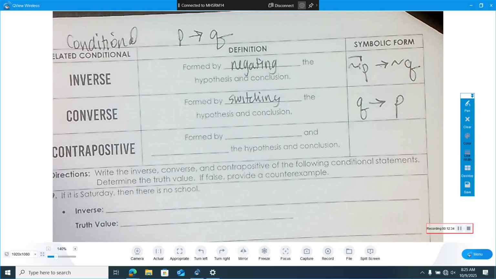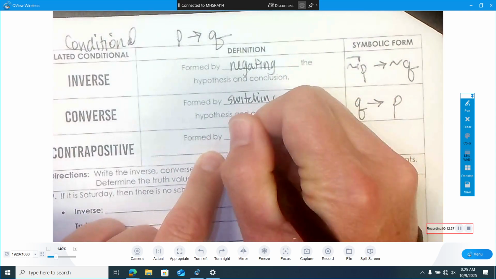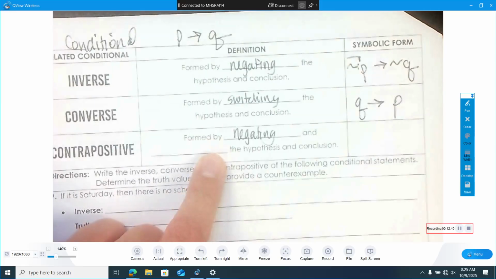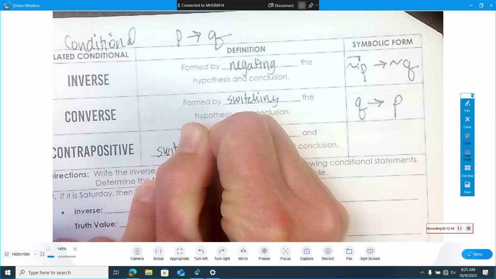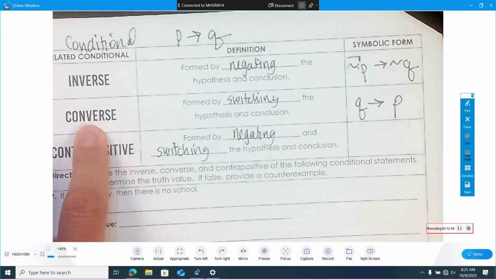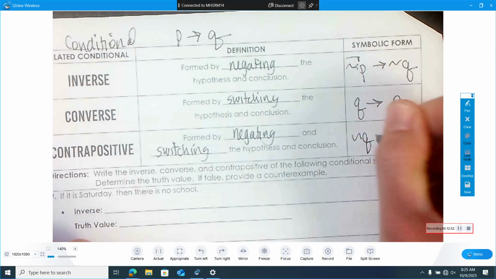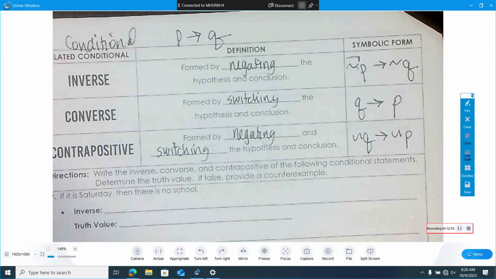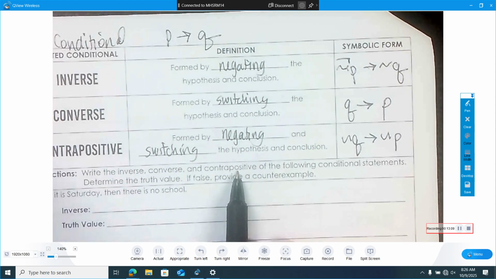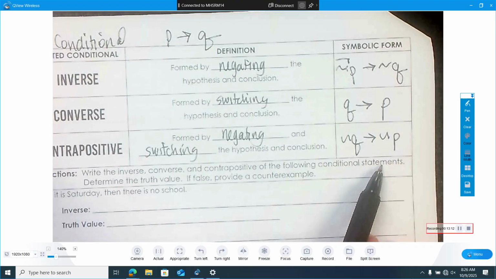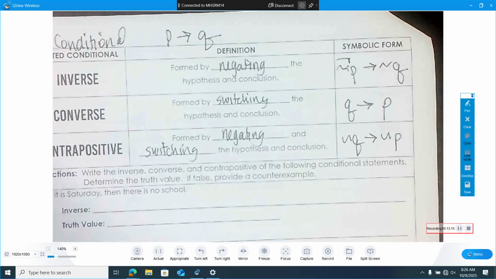And then the contrapositive is formed by negating and switching. It's really the negation of the converse. So it's not Q implies not P. So it's negating the converse is how that works. So what we want to do is a little bit of practice here, figuring out what is what and how to write it. The directions: write the inverse, converse, and contrapositive of the following conditional statement. Determine the truth value. If false, provide a counterexample.